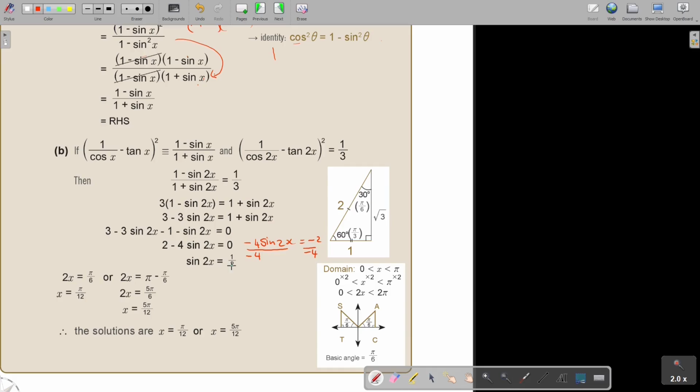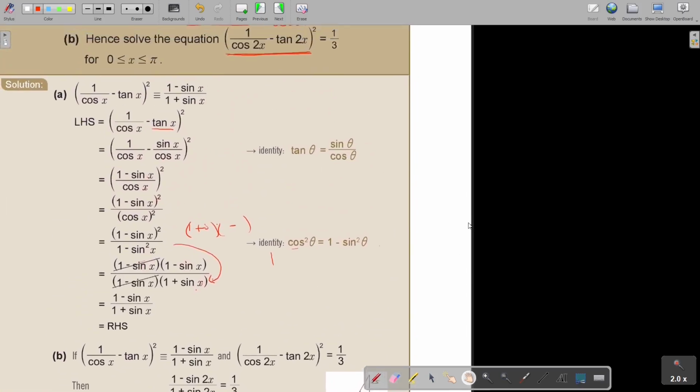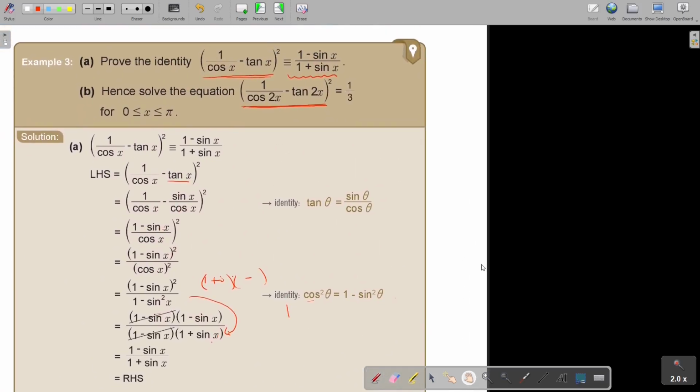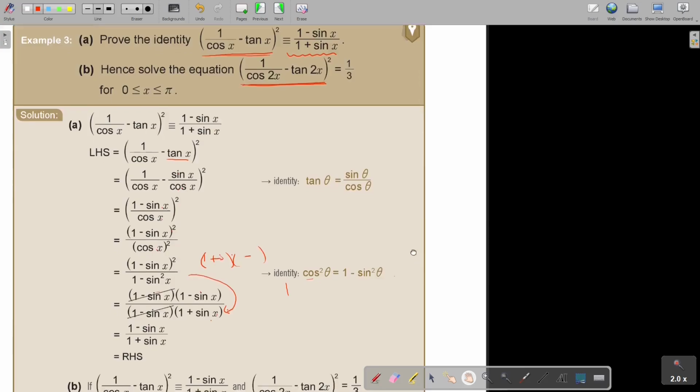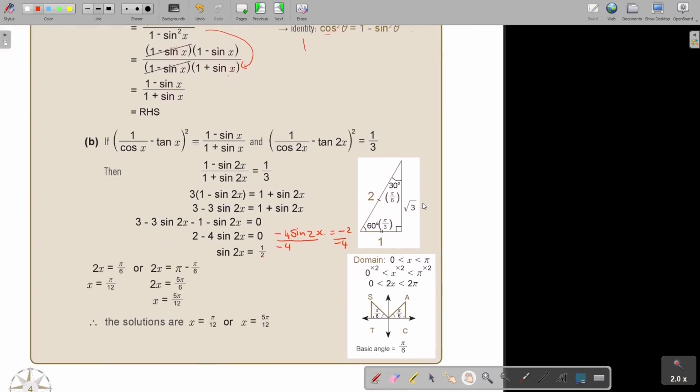Basically, if I look at my domain, let's go back to my domain. Now I see this is x, and this is 2x. This is pi, so I'm in radians. I'm just going to take my domain and multiply with 2. So instead of just 1 pi, it's going to be the full 2 pi.